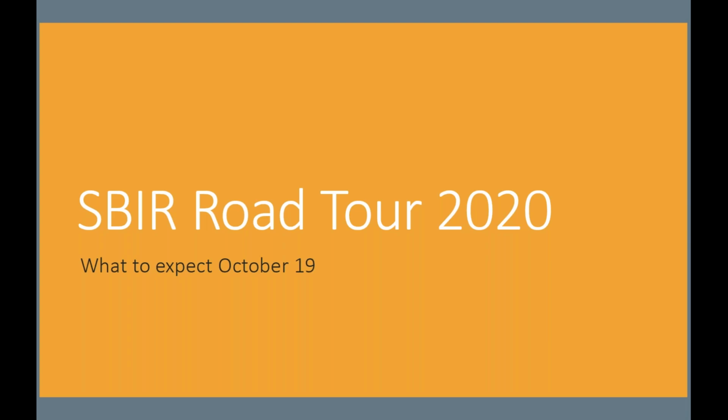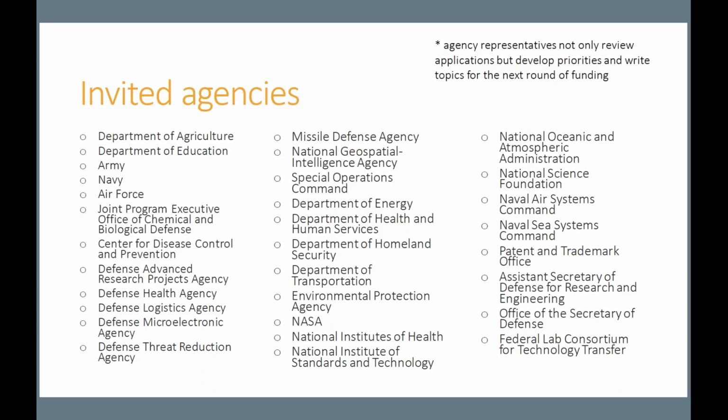Specifically, in terms of an event, the SBIR Road Tour happens on October 19th. It has moved. If you're seeing things, or you have seen something that said it was happening on June 1st, it's been moved 6 months, or longer. It's been moved out to October 19th.